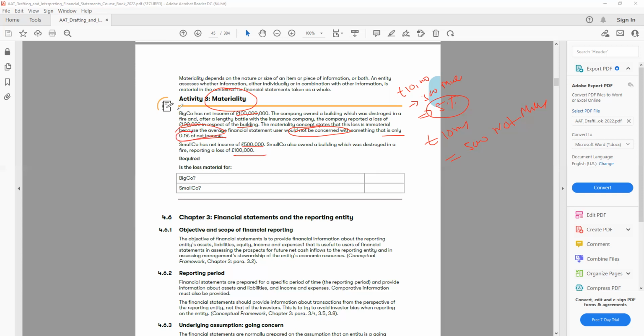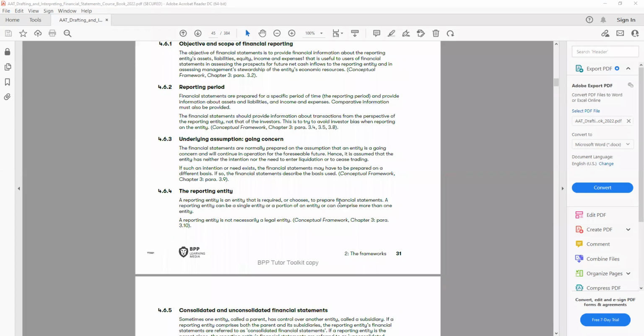So it is not material for the big company, but it is for the small company. You can see here, 100,000 is a loss over 500,000, so it is kind of 20%. It is a big thing, significant for them. So for the small company, it will be material because it's a lot of losses. So material represents the significance, like how big it is.